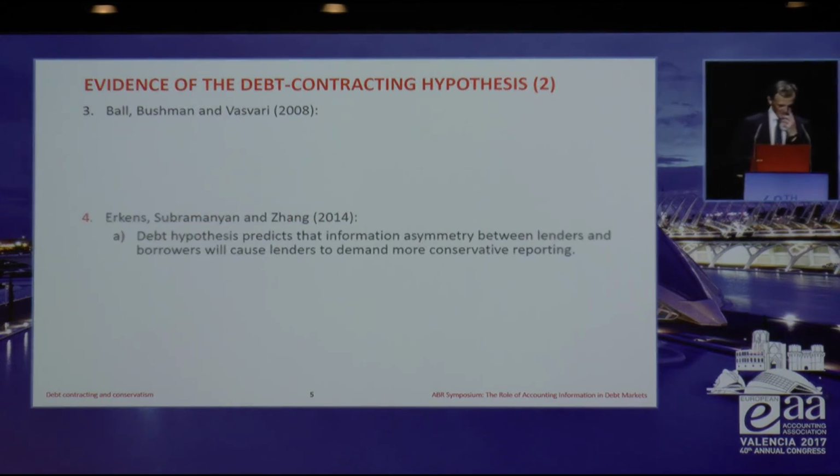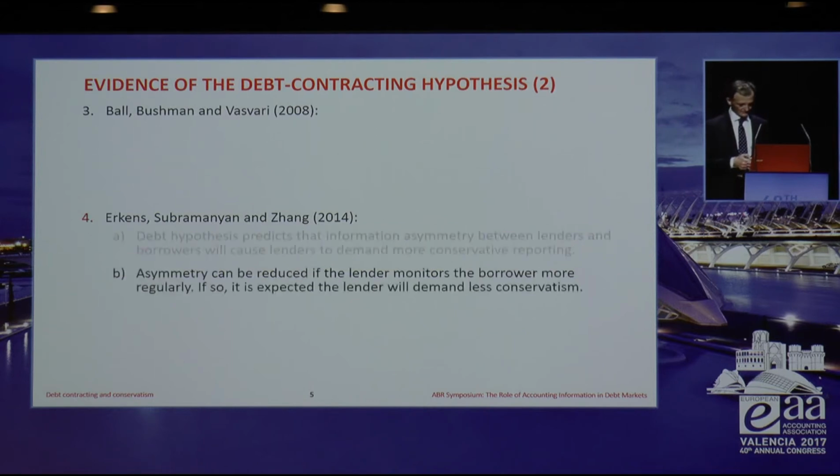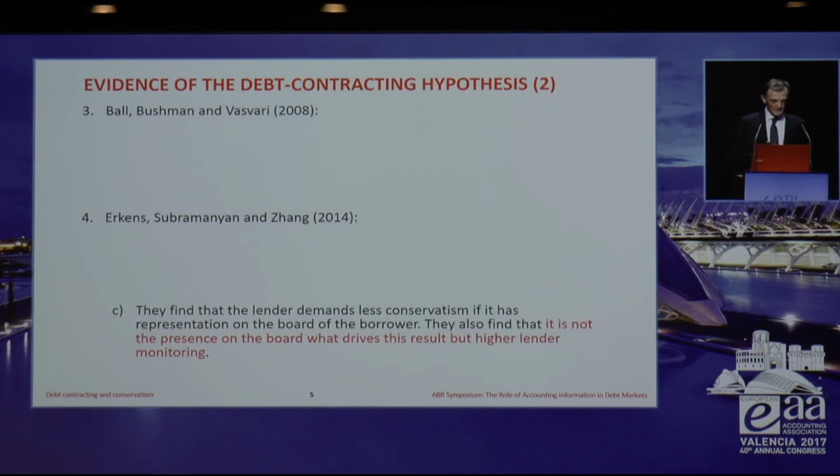And the final piece of evidence I want to talk about is Perkins, Riemannian, and Zhang. The hypothesis predicted information asymmetry between lenders and borrowers will cause lenders to demand more conservatism. So if this asymmetry can be reduced somehow, the expectation is that lenders will demand less conservatism. What they find is that when the lender has representation on the board of directors of the borrower, he can exercise more monitoring, and in this case the lender demands less conservatism.